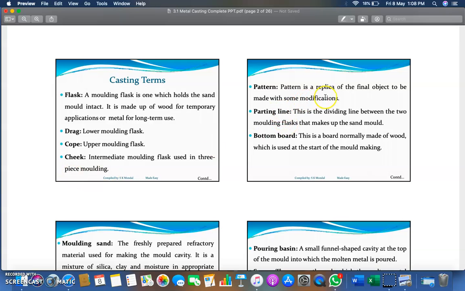Now, pattern is the replica of the final object to be made, with some modifications. That is called a pattern, meaning how your final object will look. That is called your pattern.